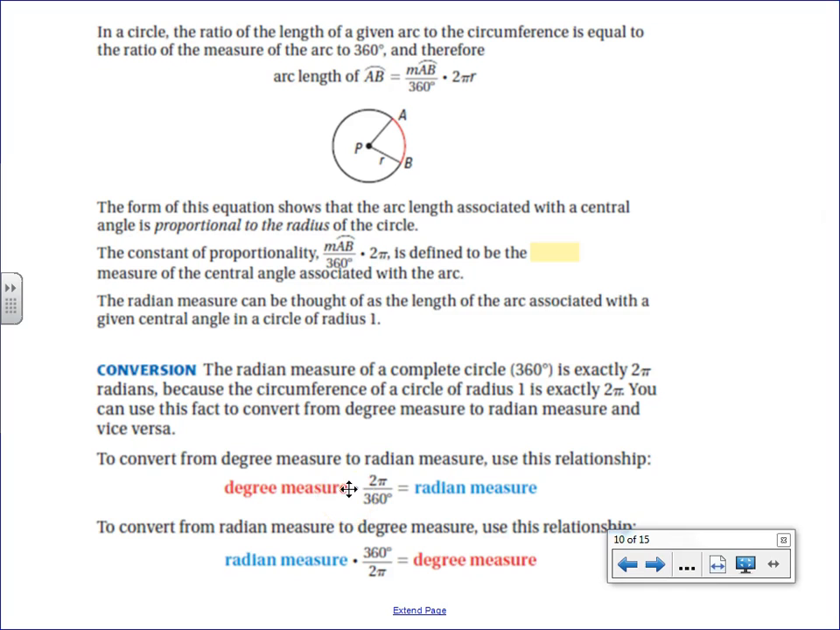and degrees. It deals with the fact that we know a complete circle is 360 degrees, and it's also 2 pi radians. And it's 2 pi radians because we said that the circumference of radius 1 is exactly 2 pi. So we can use that fact to convert between degrees and radians, and we can create proportions with all this, bearing in mind that whatever measure we're finding has 2 pi compared to 360.